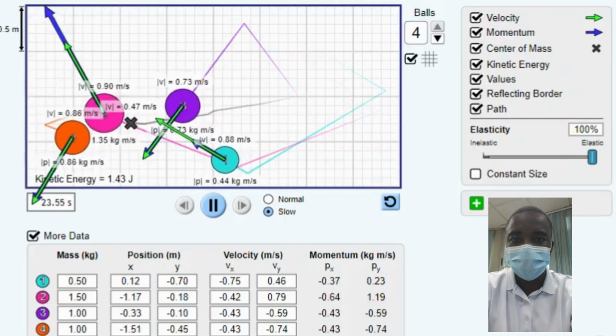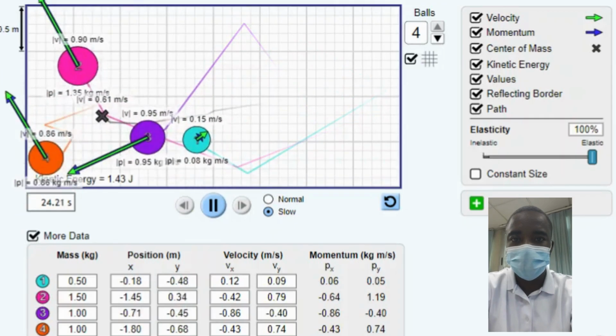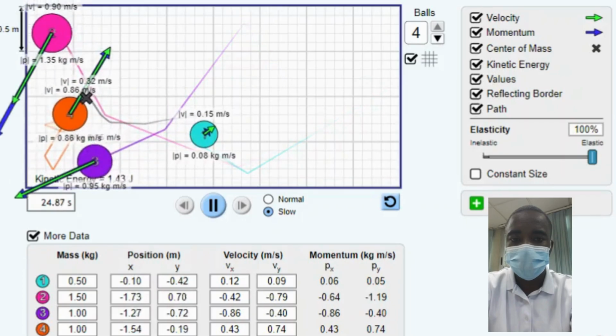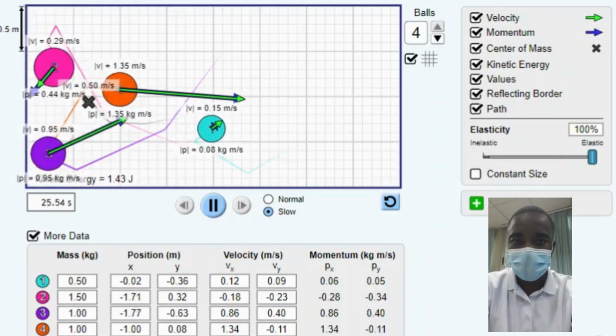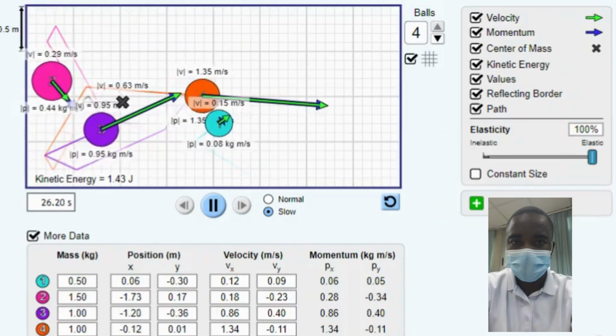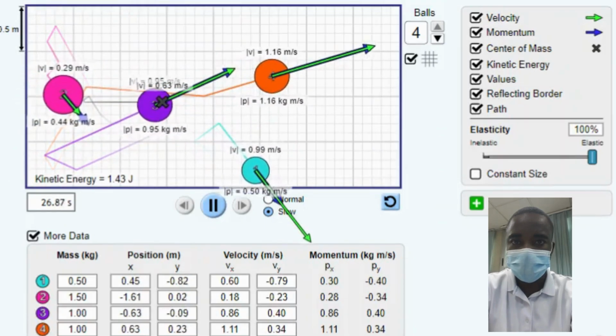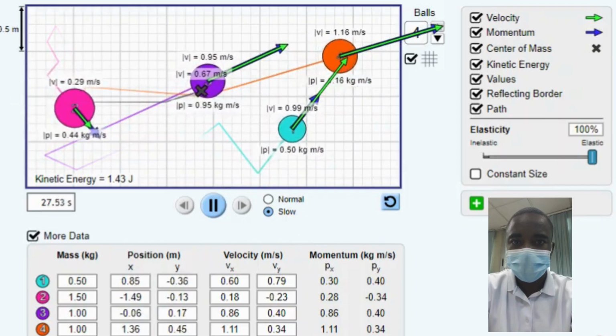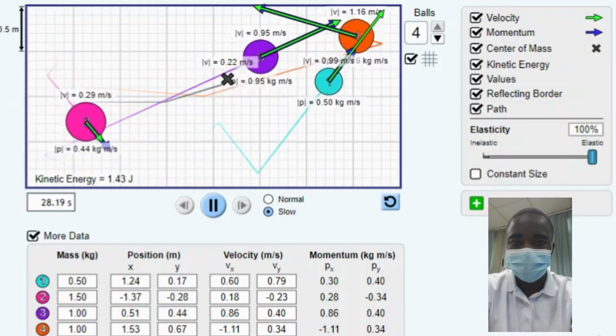In elastic collisions, the total kinetic energy of the system is conserved. Students can observe how the kinetic energy is redistributed among the objects after a collision and understand the role of energy conservation in the dynamics of collisions.